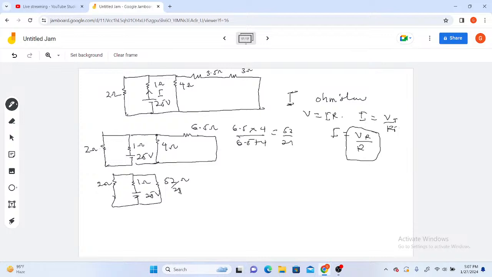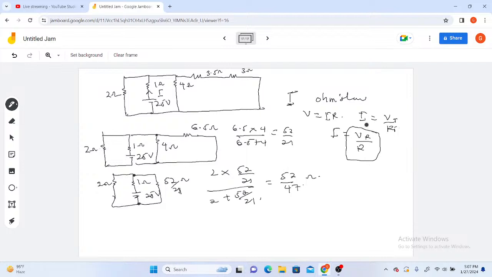they are in parallel because there's a node here, there's a node here. When I traverse through their paths, I'm not missing any other element. So 2 times 52 on 21 over 2 plus 52 on 21. What am I getting? And that is giving me 52 over 47 ohms.